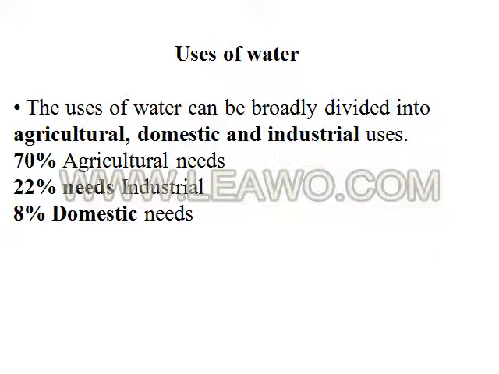We all know the various uses of water. For agriculture, 70% of water is used. For domestic use it is 8%, and for industrial uses it is 22%.